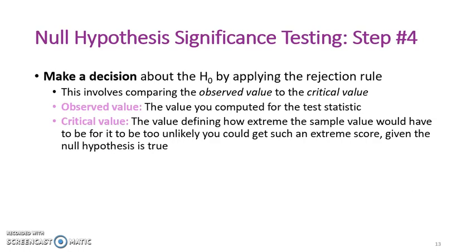Step 4 is to make a decision by applying the rejection rule. So this involves comparing the obtained value from your test statistic, or the observed value, to the critical value. The obtained value and the critical value are compared to make this decision. Remember, the critical value is the value defining how extreme the sample value would have to be for it to be too unlikely you could get such an extreme score. Another way to think about the critical value is that these are the bounds of the rejection region on the sampling distribution.